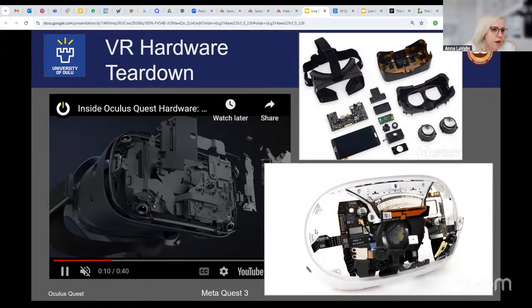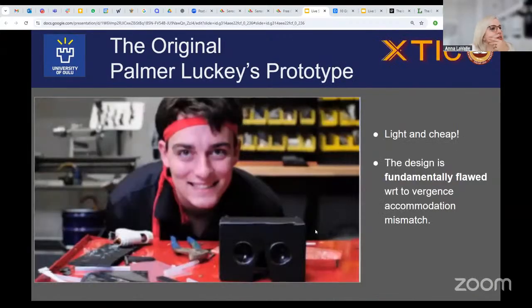There's maybe some ergonomic issues that have been solved, but the problem is still fundamentally there, that these devices are heavy and expensive. And one very important part of it is that none of these devices are actually good for the human vision system. So you know that from lectures that none of these devices, including the original Palmer Luckey prototype, so here it is, which was very cheap and very lightweight, but fundamentally, they all have this problem of vergence accommodation mismatch, right?